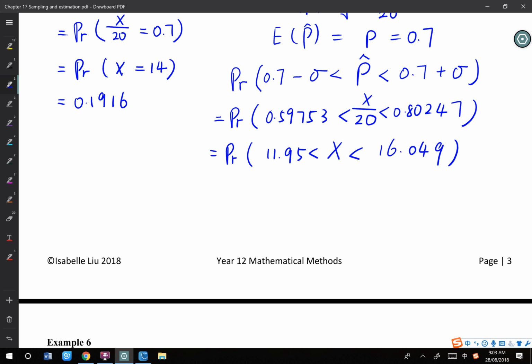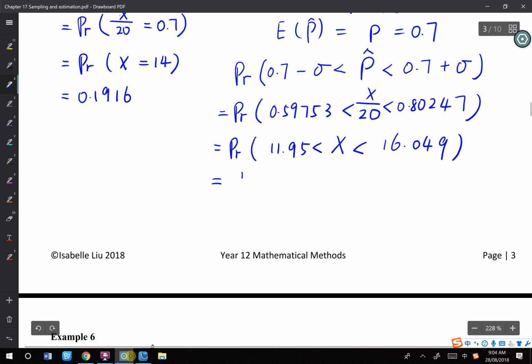What's the integer in between 11.95 to 16.049? 12 to 16. In this question, it's not actually rounding up and rounding down. If this is 16.9, you still take 16, not 17. You don't think about rounding up or rounding down. You think about the integer in between, because x is an integer and x is in between that. So what's the integer in between those two values?